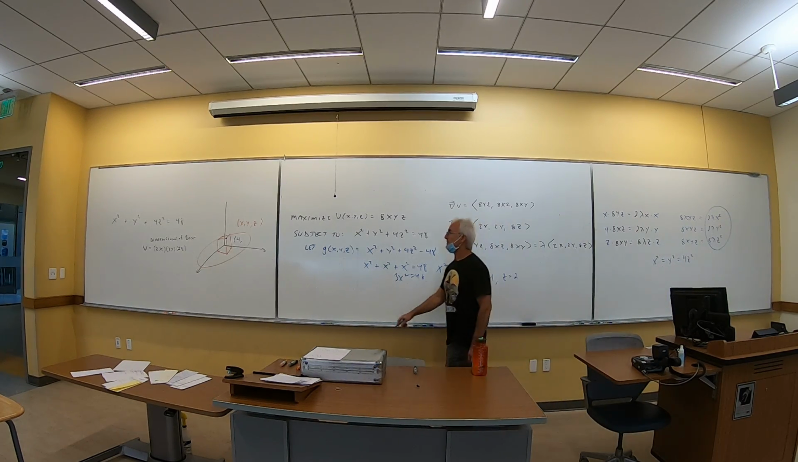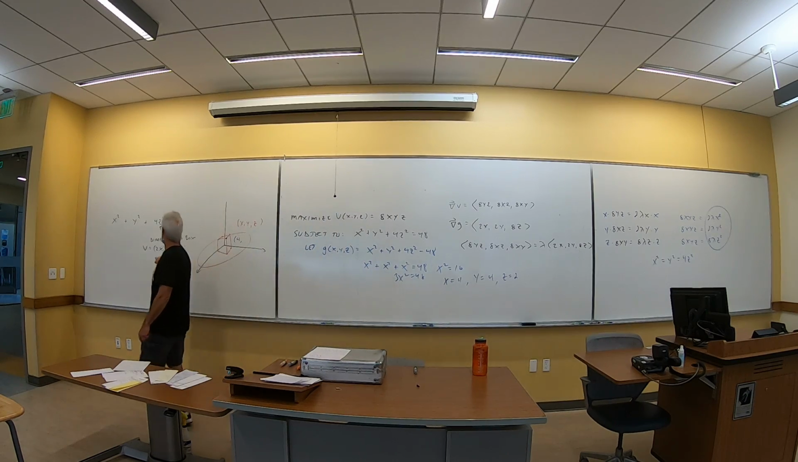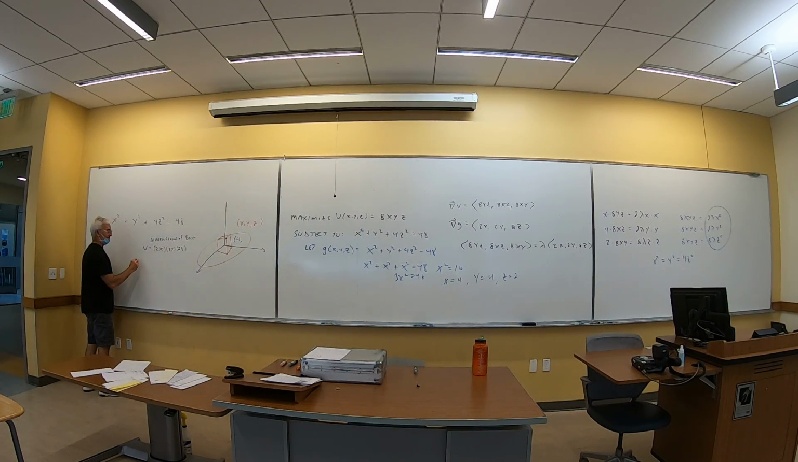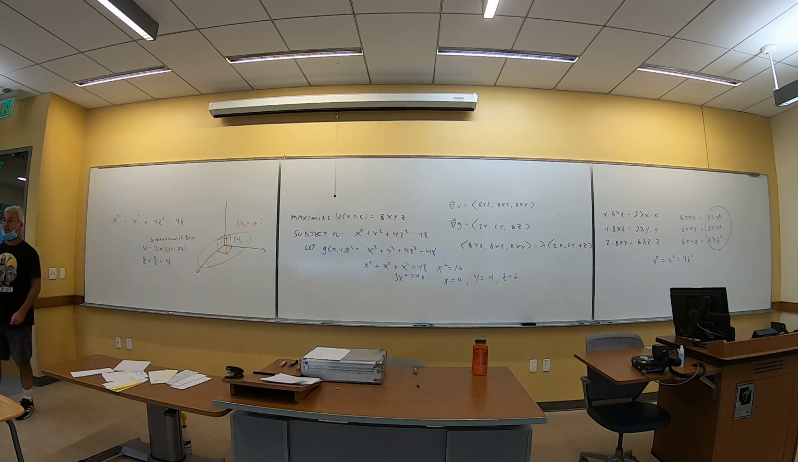Do I now know the dimensions? Yes, what are my dimensions? 8 by 8 by 4. We know that. So what is the maximum volume I get? It'd be 8 times 8 times 4. Now, we know this is going to be the max.